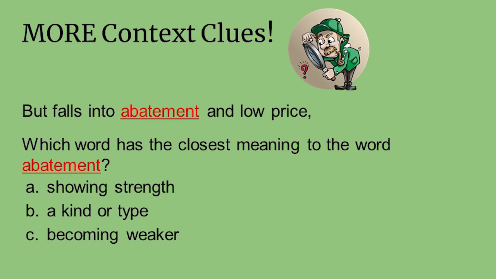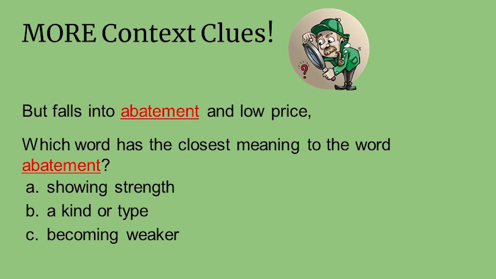Okay, so we have some more context clues. One of the lines, and we do not say sentences when we are analyzing poetry or monologues, we count the lines, and that's how we refer to different parts of the piece. So one of the lines in the monologue says, "But falls into abatement and low price." So based on what you remember about the monologue and based on the attitude, the tone, the voice, what might abatement mean in context? Which word has the closest meaning to the word abatement?